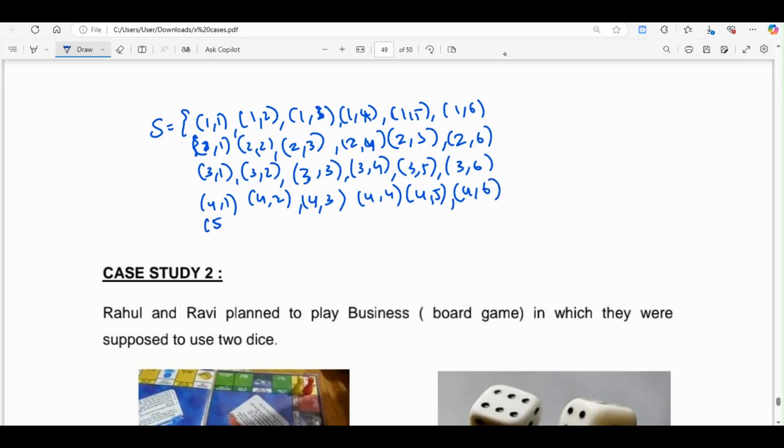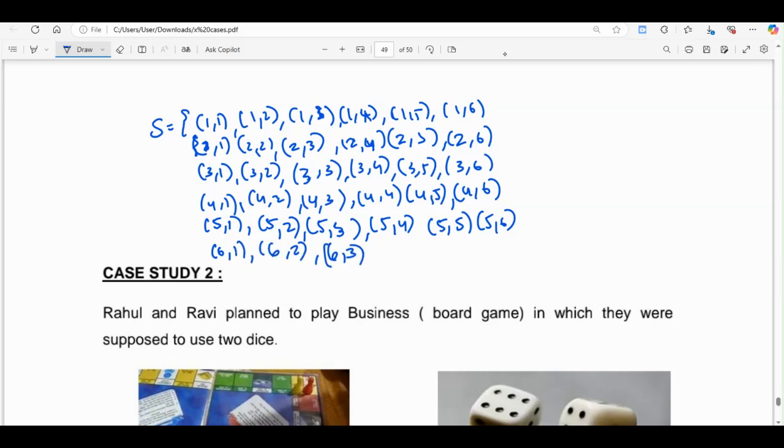So 5 comma 1, 5 comma 2, 5 comma 3, 5 comma 4, 5 comma 5, 5 comma 6. Then the next one is 6 comma 1, 6 comma 2, 6 comma 3, 6 comma 4, 6 comma 5, and 6 comma 6. So these are the sample space. You have 6 into 6, which is 36. So the total is 36.